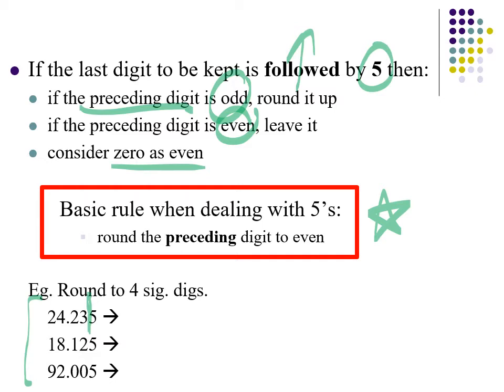So 24.235 is going to become, we're going to round to even, 24.24, right? Because the 3 is odd, so we're going to round it up to even. Now this next one here, again, we're cutting off the 5.